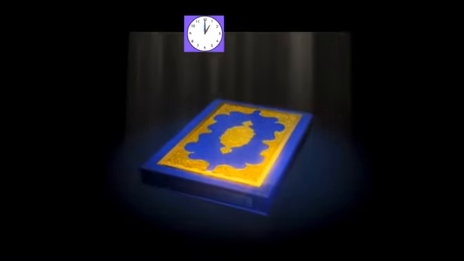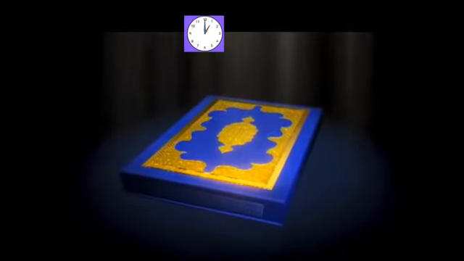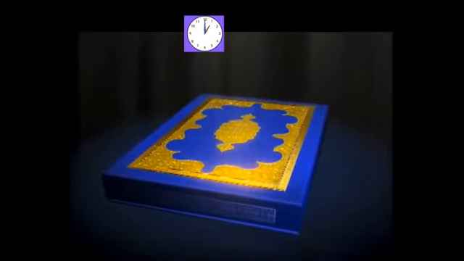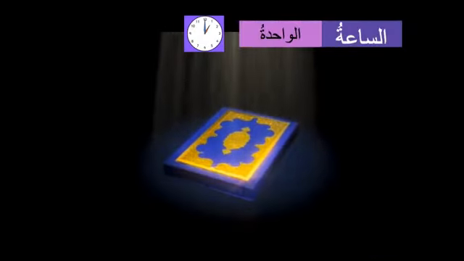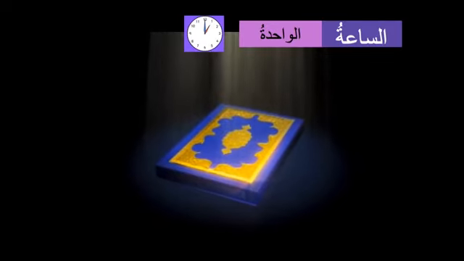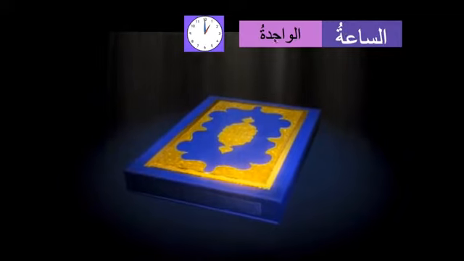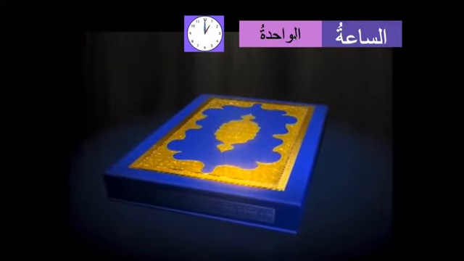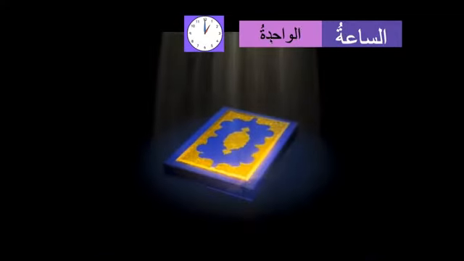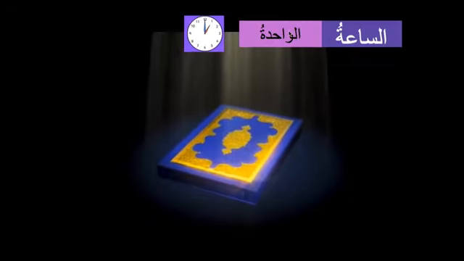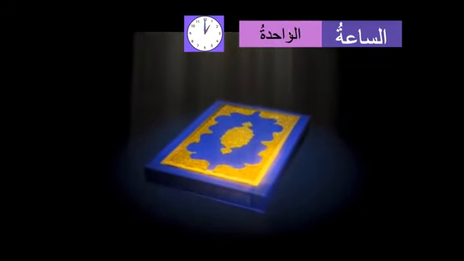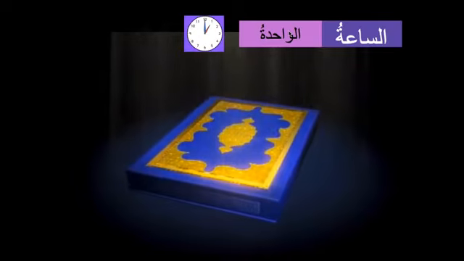So if it is 1 o'clock, how do we say 1 o'clock? First we bring the time, as-sa'atu al-wahidatu. See, wahidatu, so both will match. And the number pattern here is fa'ilun or fa'ilatun. So that's the pattern: as-sa'atu wahidatu.